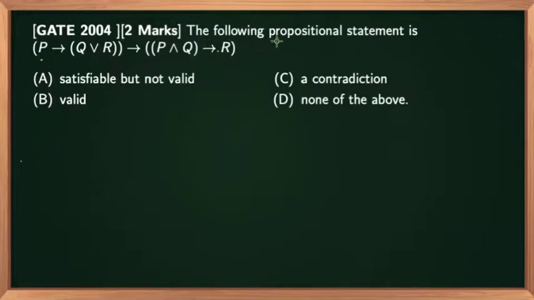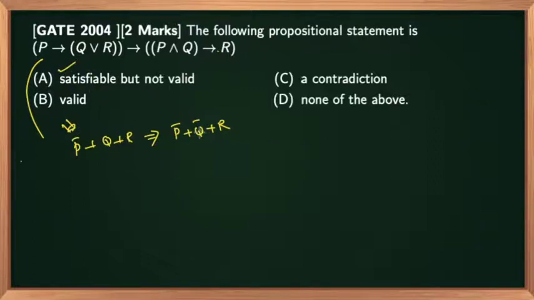The following propositional statement: we have a statement here and we need to find out whether it is satisfiable, valid or a contradiction, right? So let me write the expression here. We have (P bar plus Q plus R) implies, right, (PQ implies R), that is equal to P bar plus Q bar plus R. So this is the expression we have. Just by seeing this itself, we know that it is not valid, it is not a contradiction, but it is satisfiable.